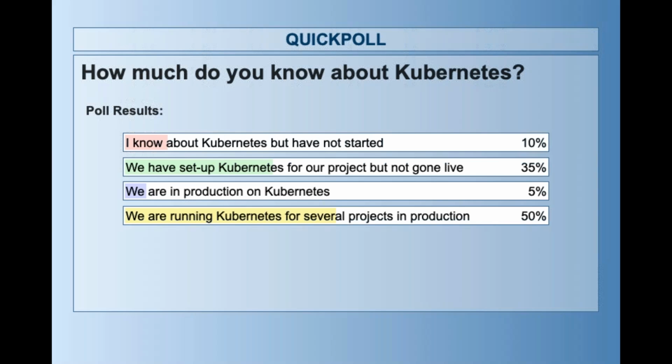So we've got 10%: I know about Kubernetes, but have not started. Then 35%, which is actually quite a high number: we have set up Kubernetes for our project, but not gone live yet. So they're currently developing, I guess, on the platform, migrating a legacy application or building a new microservice application, but not gone live. And those who have gone live, and that's quite significant, have gone live with several projects. So they're managing Kubernetes in real life.